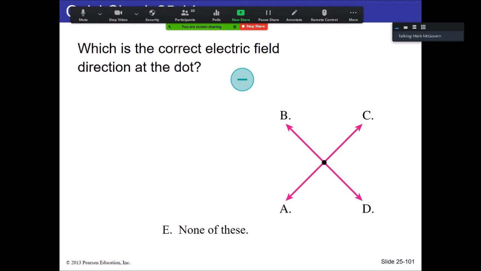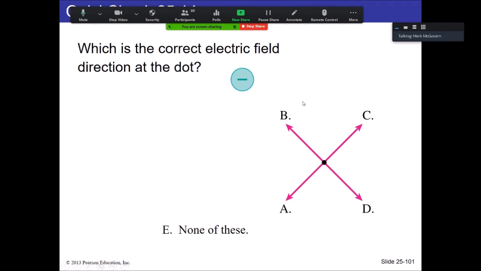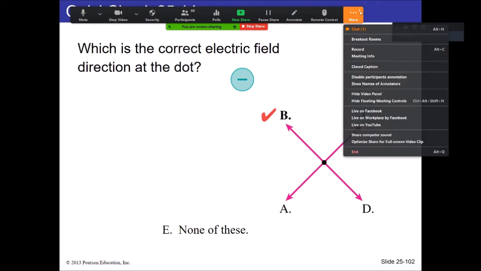All right, what is the correct electric field direction at the dot? So we have a negative charge here. It produces an electric field. And then the dot is this thing here. Now that's a real dot, not an electron. This is not even an electron. This is some negative charge. It could be an electron, though. And what's the correct electric field direction? A lot of B's. Little N mixed in there. All right. Answer is B.